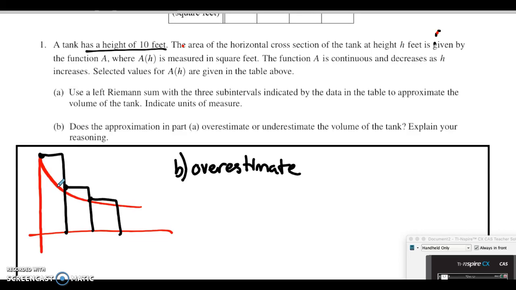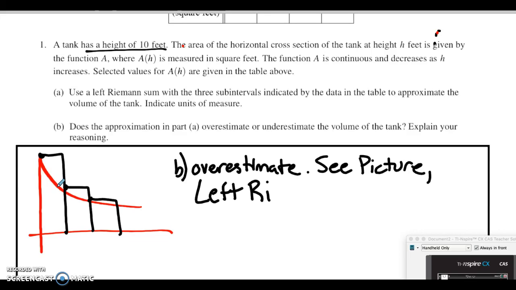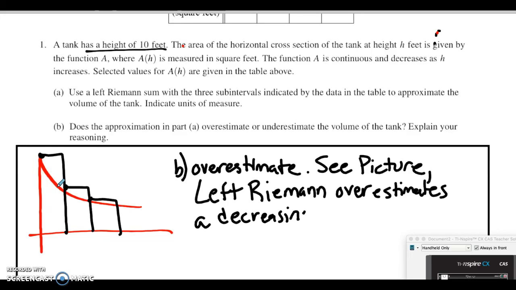Now it asks to explain your reason. A couple things you can write down. You can write down C picture, left Riemann overestimates, and just describe your curve. A decreasing, concave down graph.